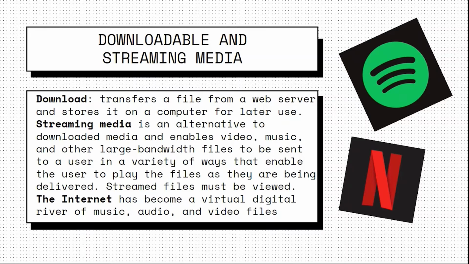Streaming media is an alternative to downloading. Video, music and other large bandwidth files are sent to a user in a variety of ways that enable the user to play the files as they are being delivered, and streamed files must be viewed in real time. You can imagine this at Netflix or some movie or music websites.